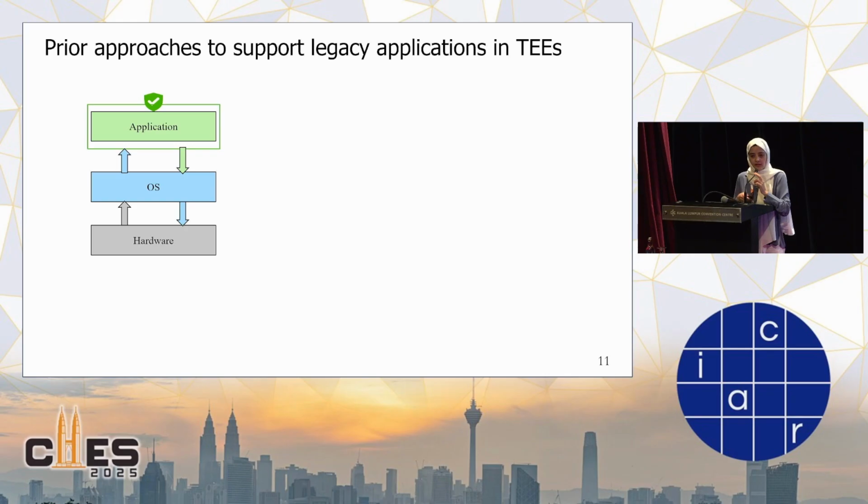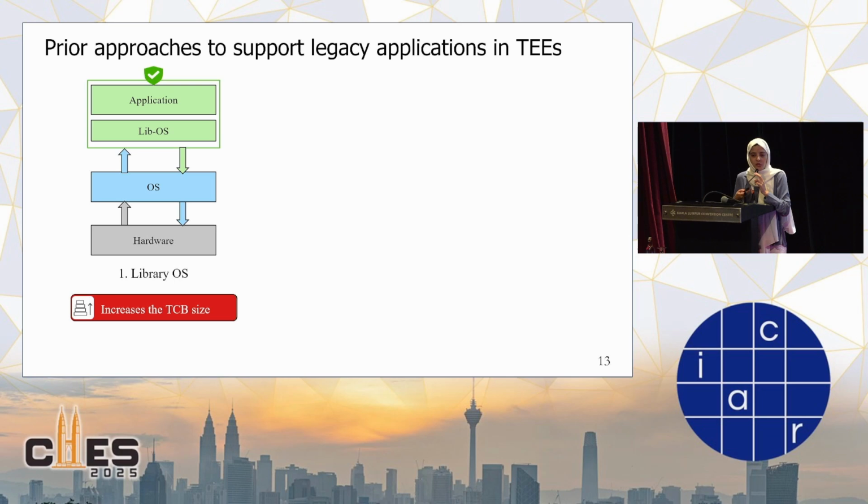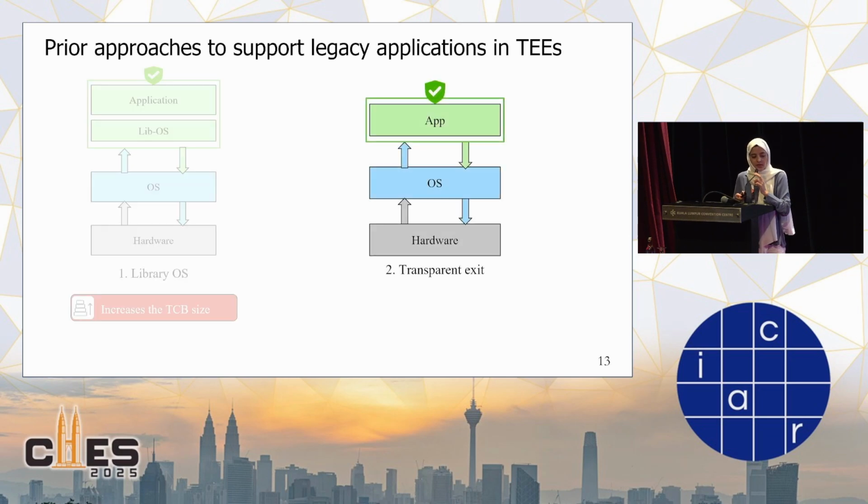Prior works handle this using two main approaches. One approach is to include the critical OS functionality in the form of a library operating system inside the enclave. However, this increases the size of the trusted computing base, which may result in an increase in the attack surface. Another way to do this is to rely on the native OS for the execution of the system call, but this would require exiting the enclave for every system call.